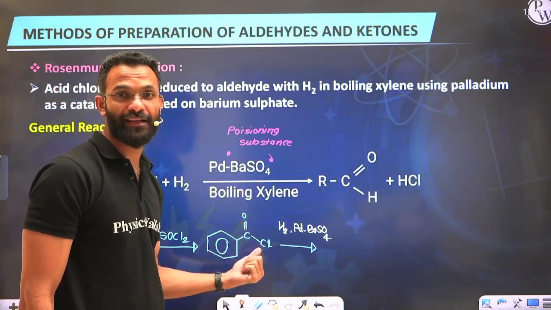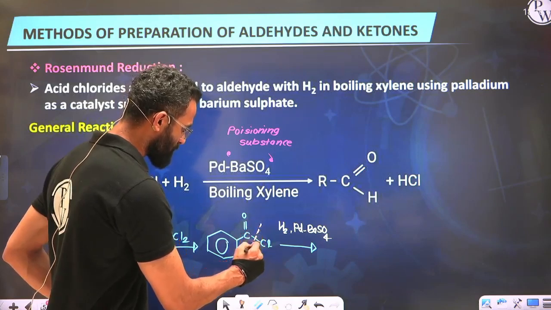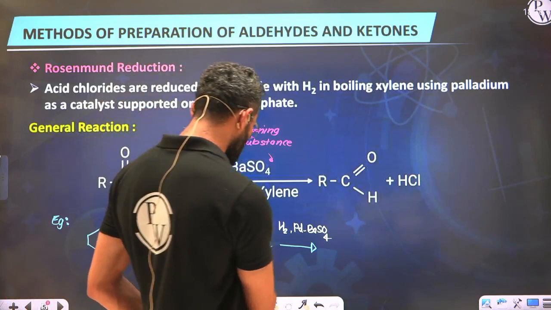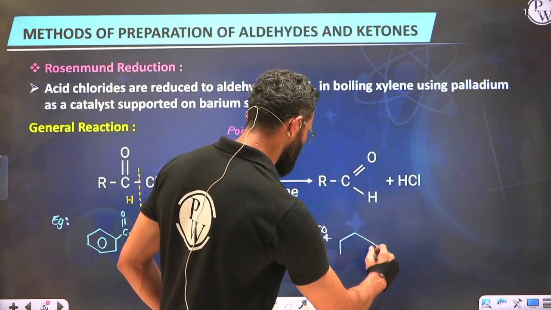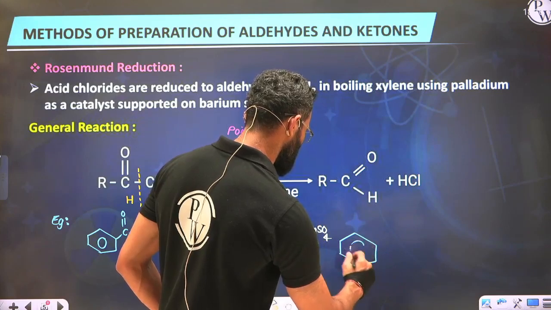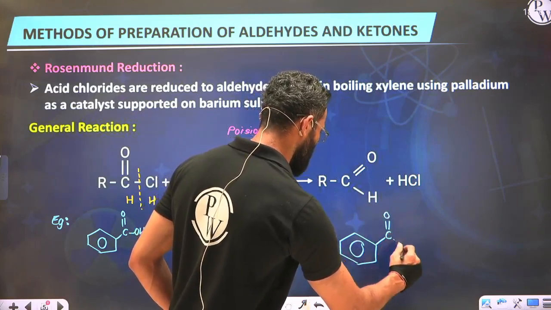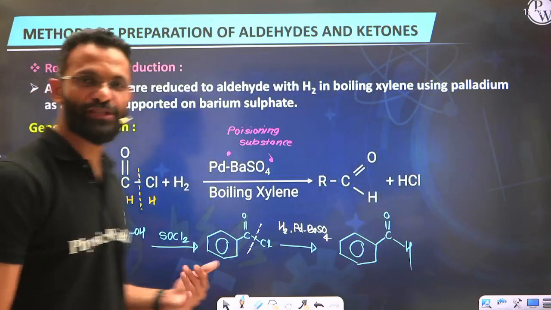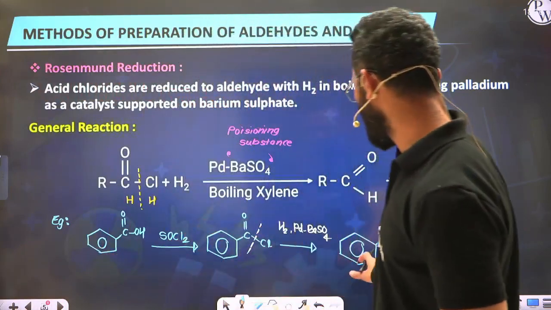Again, I'm reminding you that is not the mechanism. Just for the sake of understanding, you'll break down this bond and add H's on either side. So H will be added to this carbonyl carbon, and that would result in the formation of the product, which is benzaldehyde, right everyone? Plus HCl. Now see what change has taken place. Carboxylic acid has been converted to aldehyde.